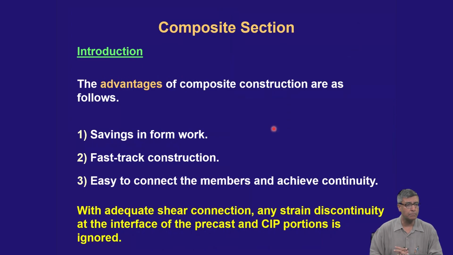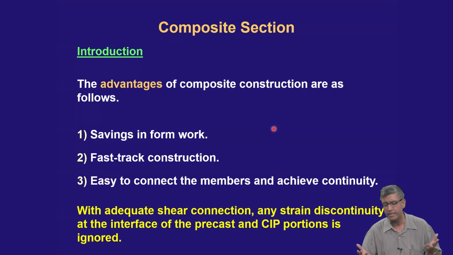Now, why do we go for composite sections? Okay. First, it's saving the formwork. Okay. That means when BJ Shirke was casting the slab, the precast part was acting as a formwork. It is considered fast track construction because you do not need as many props as you need for a conventional formwork, because a precast member is much more stiff than conventional wood formwork. Easy to connect the members and achieve continuity. That means in order to have the composite action, having the shear connectors is not a new thing. It has been there for a long time.